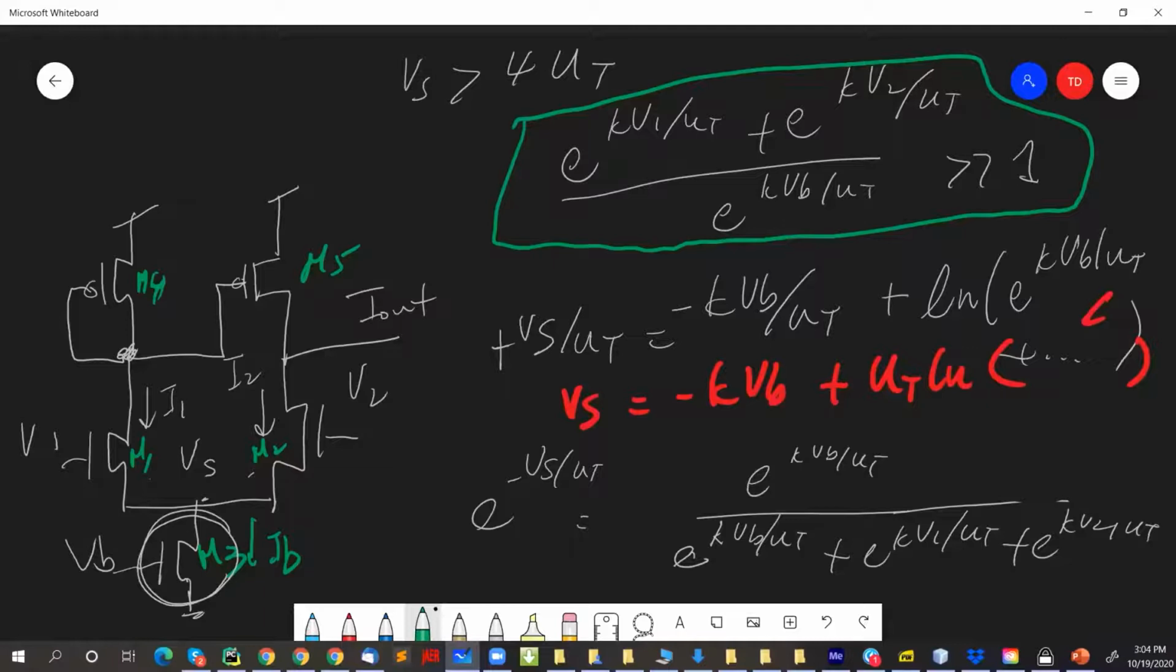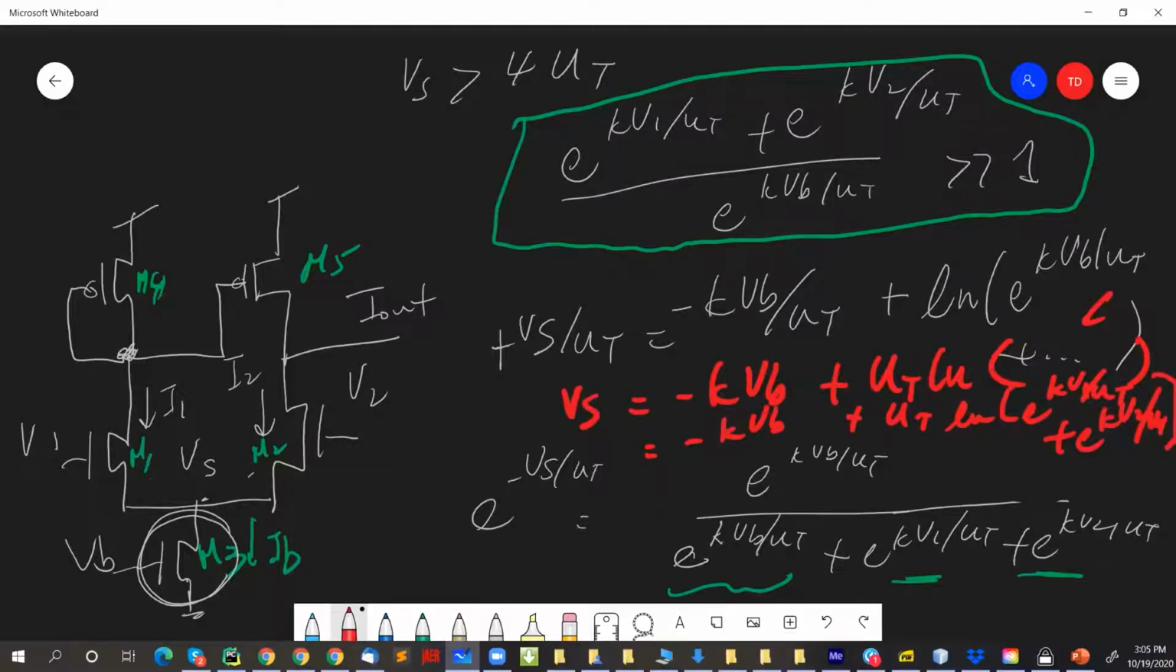If you use this equation, then you're saying that these two terms, the exponentials of kappa V1 and kappa V2, dominate this one, right? So that means you can throw out one of the three terms, and then you can simplify the whole thing, right? So this would be the log of e to the kappa V1 over UT plus e to the kappa V2 over UT. Yeah, it's a bit tricky.